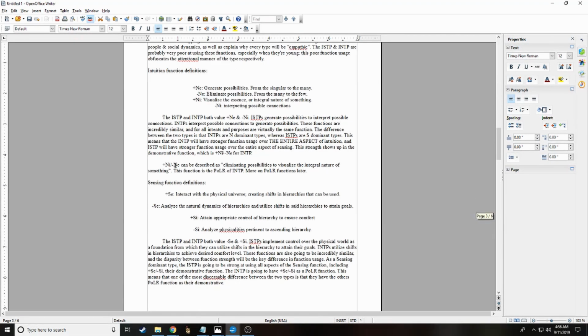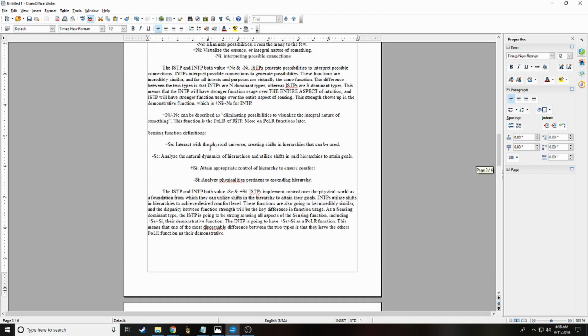Positive NI paired with negative NE can be described as eliminating possibilities to visualize the integral nature of something. This function is the polar of ISTP, not INTP. Is the polar of ISTP. We'll talk about polar functions here in a little bit.